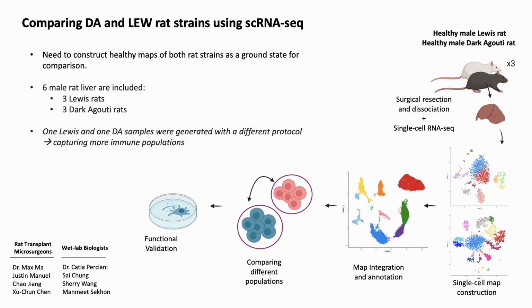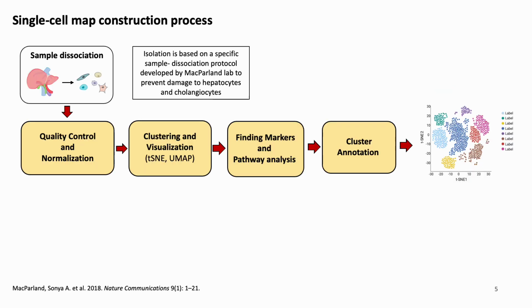As an initial step towards understanding the mechanisms of rejection and tolerance in this animal model, we use single-cell RNA sequencing to understand the cellular landscape of the healthy rat liver. In collaboration with Sonia McParland and Ian McGilder labs, 6 healthy male rat liver samples, 3 from each of the dark agouti and Lewis strains, were gathered and sequenced.